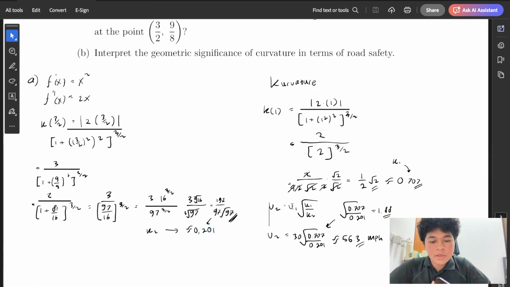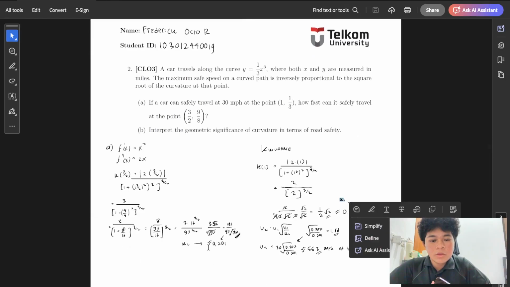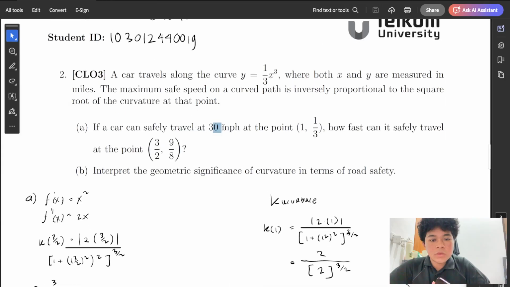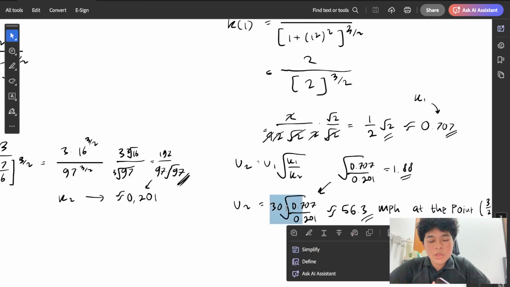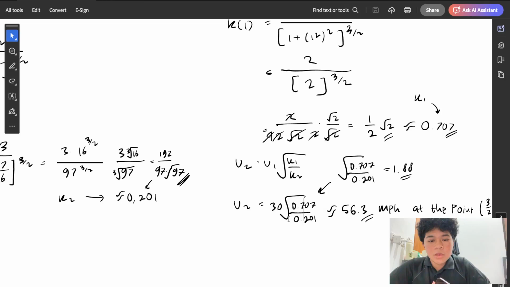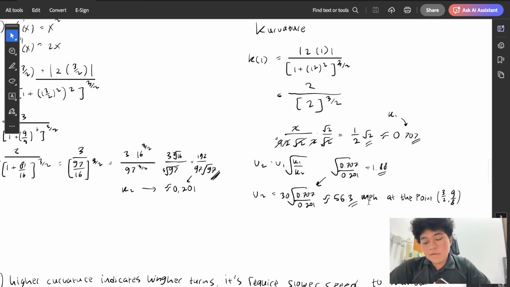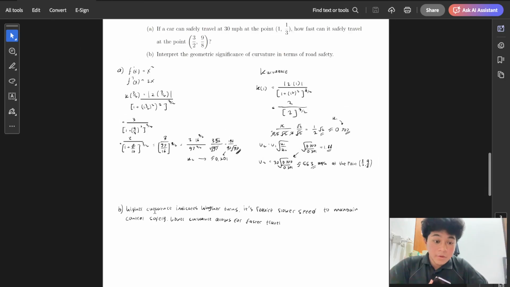So the formula for this v2 is v1 times the square root of k1 over k2, which means this one is k1 and this one is k2, and v1 is equal to 30, this one. So we just compute 30 times the square root of k1 over k2, it's about 56.3 miles per hour at the point 3/2, 9/8. So we have to interpret it, right?